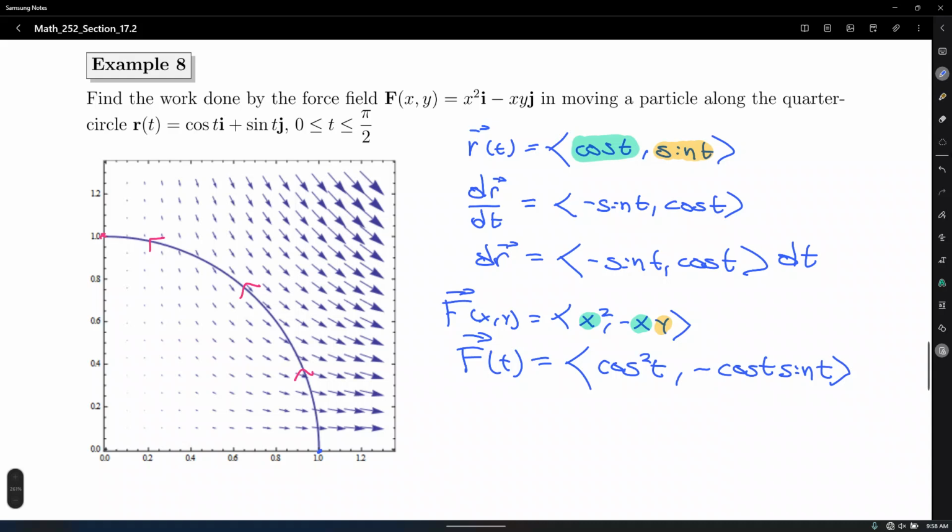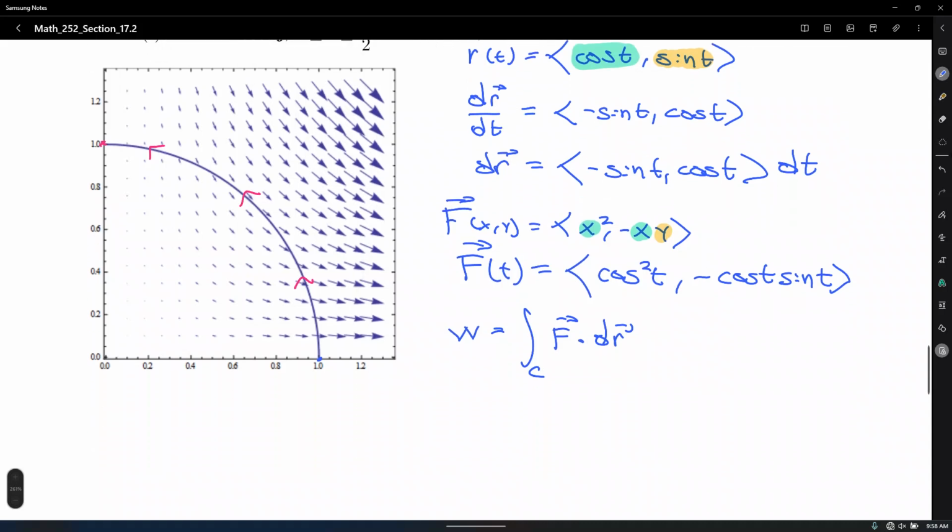Well, let's see. So work W, that's the integral along C of the force dotted with the differential dr. So we will no longer do the other type. This is going to be a different evaluation. So what is this going to be? This will be the integral from 0 to pi over 2 of f. What's f? It's f in terms of t, what we just rewrote.